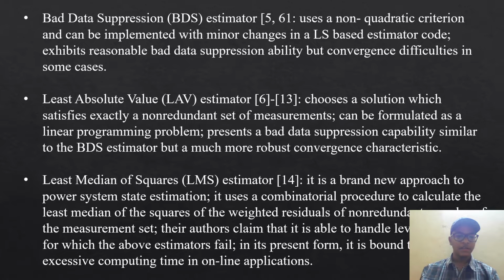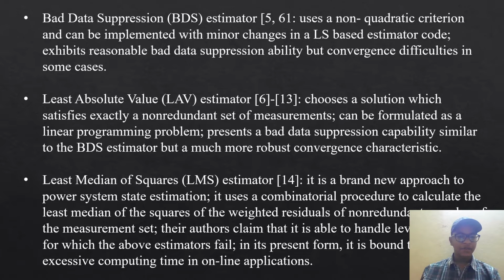The least absolute value, LAV, estimator chooses a solution which satisfies exactly a non-redundant set of measurements and can be formulated as a linear programming problem. It presents a bad data suppression capability similar to the BDS estimator but a much more robust convergence characteristic. Next is the least median of squares, LMS, estimator.